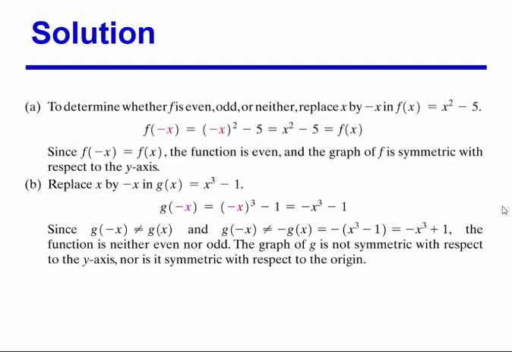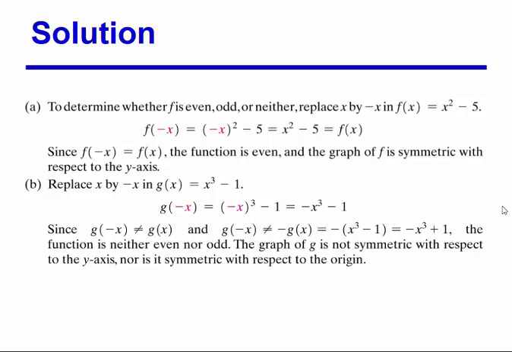So the first one, to determine if f is even, odd, or neither, we're going to replace x by negative x. So f of x is going to become f of negative x, which then becomes negative x squared minus 5, which is equal to x squared minus 5, which is the same as f of x. Since f of negative x is equal to f of x, the function is even, and the graph is symmetric with respect to the y-axis.